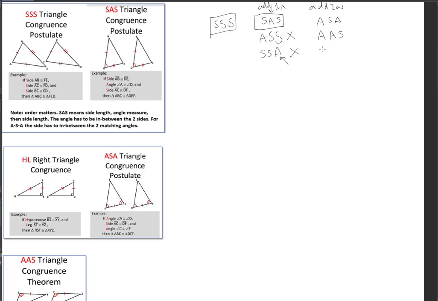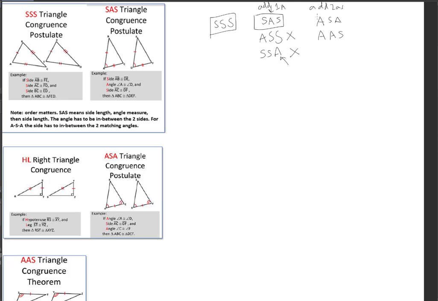And just so you know, we also have side, angle, angle, but really, that's this one. They're both the same thing. It's just a matter of how you look at it: angle, angle, side, or side, angle, angle. It's just how you read it on the triangle. So this is actually the exact same thing. I'm going to just get rid of it. It's not necessary.